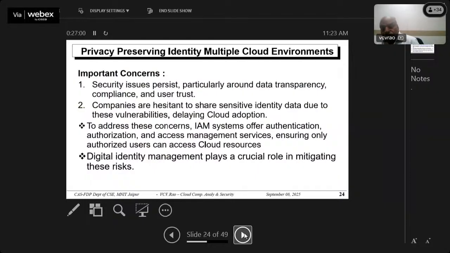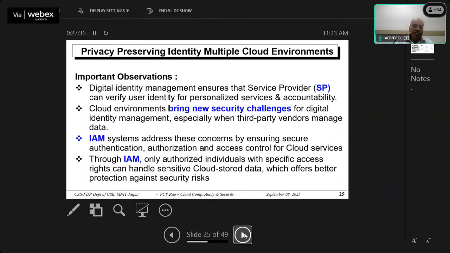One of the things we need to worry about more is how IAM systems offer authentication, authorization, access management services, and digital identity management; how the risk can be mitigated, how much data is vulnerable, and how cloud adoption is done. Taking care of all security is our major concern. So IAM systems address many of the new security challenges.